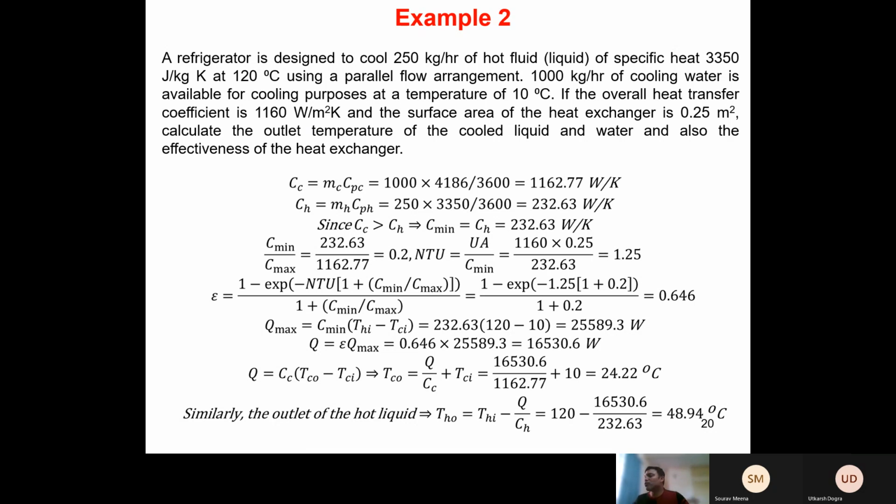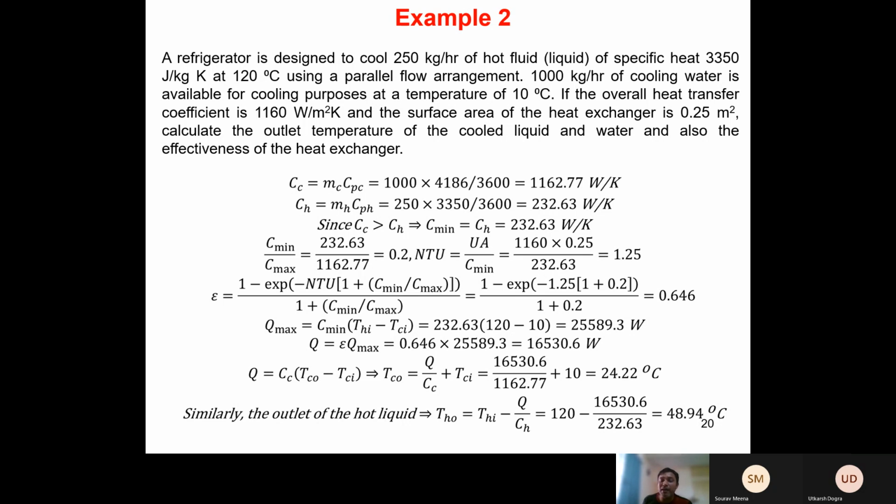So clearly in this particular example, no outlet temperatures are given. Yes or no? Outlet temperatures are not given. Only the inlet temperatures are given. Yes or no? Yes, sir. So sir, now which method do we have to use? Effectiveness NTU method, because outlet temperatures are not there. Correct.